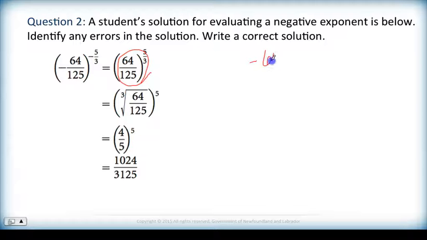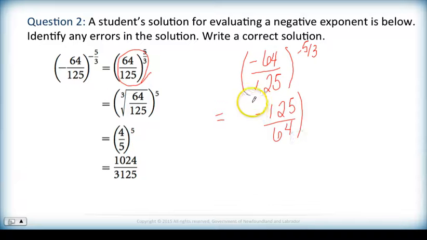So negative 64 divided by 125, and it's being raised to the exponent of negative 5/3. First of all, we have to take the reciprocal since it is a negative exponent. So you have negative 125 divided by 64. Once we take the reciprocal, the exponent stays positive.